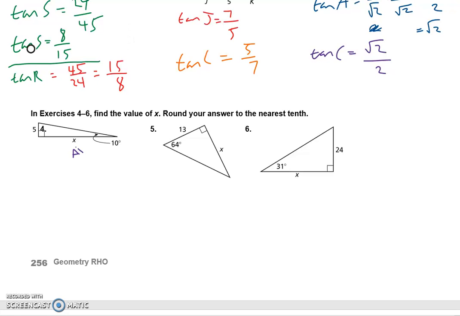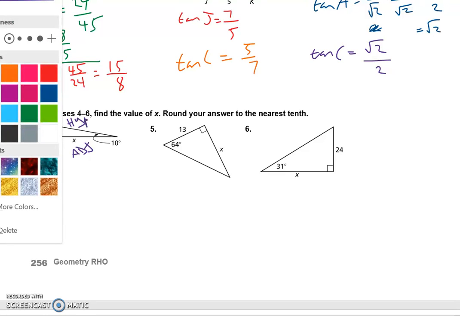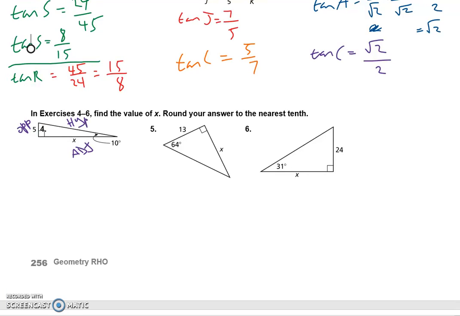Adjacent, opposite, and then this is the hypotenuse. Okay, so I'm going to do tangent of theta equals opposite over adjacent. So that's going to be tangent of 10 equals opposite is 5 over adjacent is x.